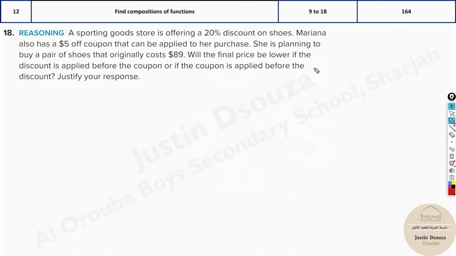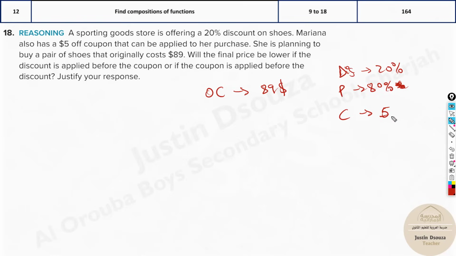See now, let's write what is known. The original cost, OC, is $89. The discount is how much? 20%. So what will be the price? Price will be 80%, right? 80% of X, that means 80% of whatever is there. Let's just write 80%. Now, what is the coupon cost? It's $5. This will be reduced.